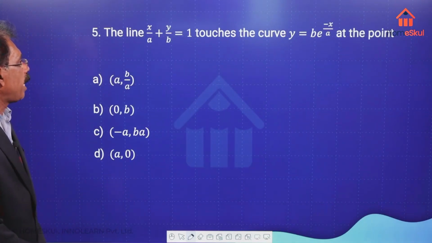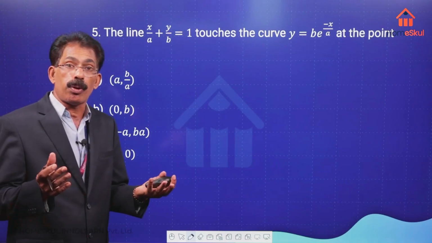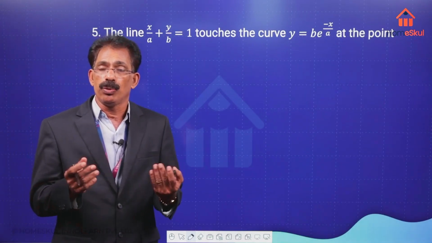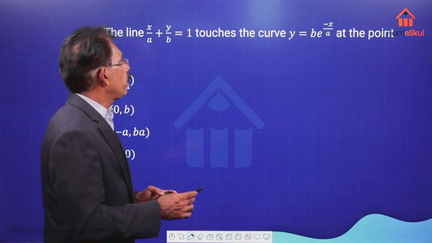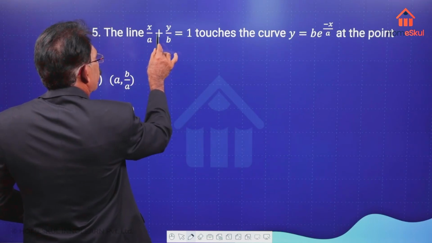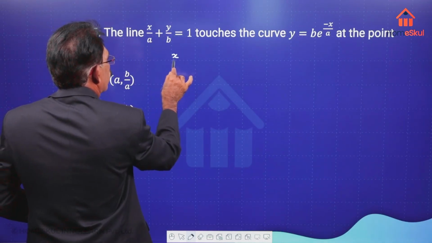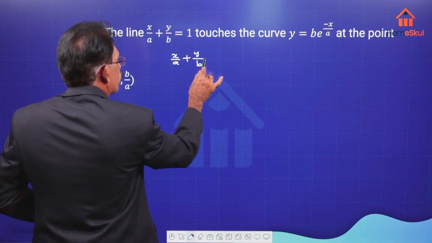The line x by a plus y by b is equal to 1 touches the curve y is equal to b into e raised to minus x by a at the point. At which point? The point means the point of contact. We are required to find the point of contact. The slope of that line: x by a plus y by b is equal to 1.